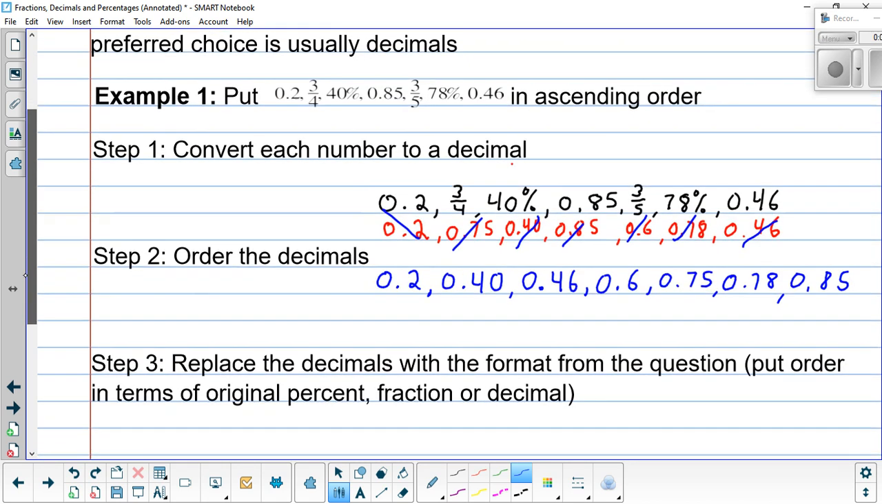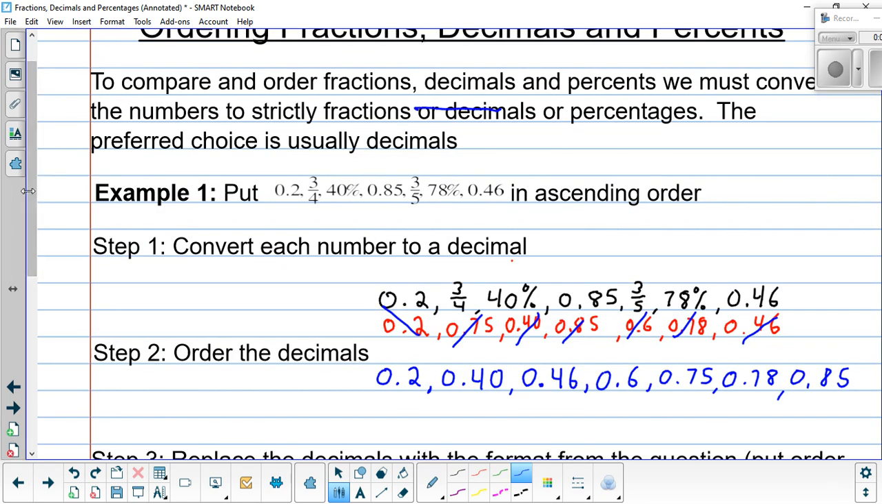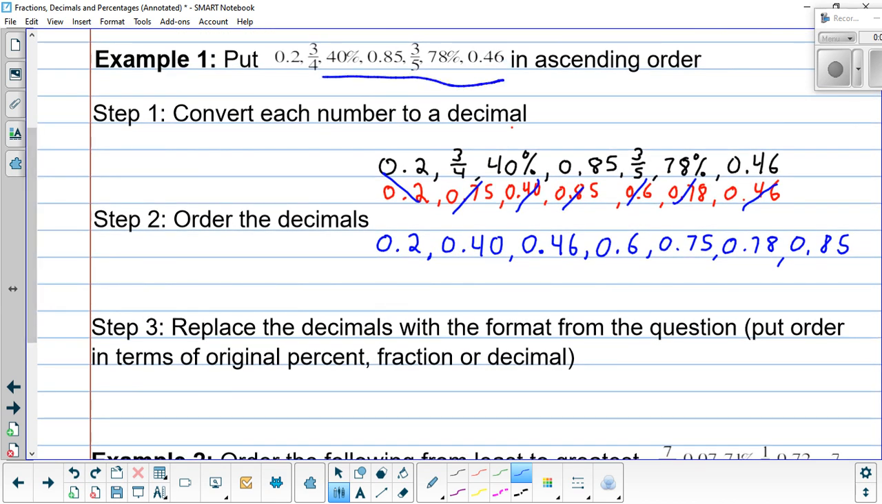So what did I say the last step was? Replace the decimals with the format from the question. So that means our final answer should have all of these numbers in them. Not our converted, not these ones, but these ones. We want these ones up here. So that's why if we write them stacked on top of each other, when we come to look at our blue line, we can just look back at our red, find where that decimal is, and then look above it for what form we want. So you'll see what I mean.